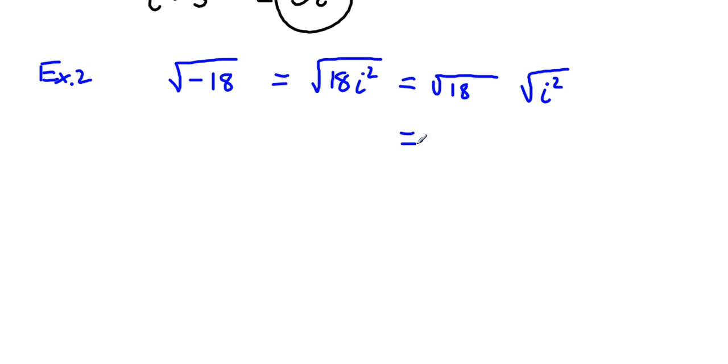Let's go ahead and break them up into two parts. Square root of 18 would be 9 times 2. Square root of 9 is 3, times the square root of 2. And when you take the square root of i squared, that would be an i that goes on the outside.